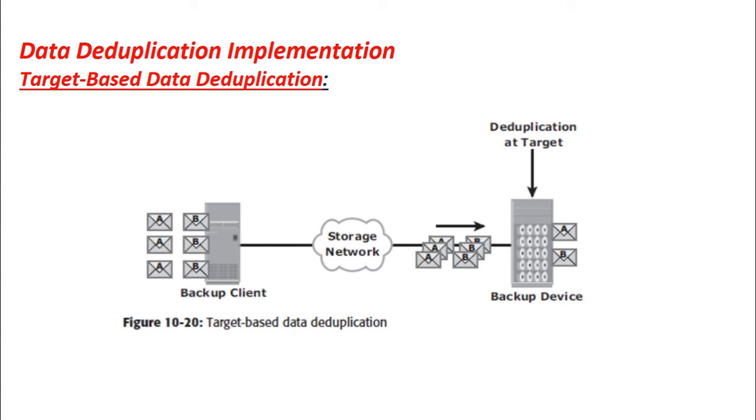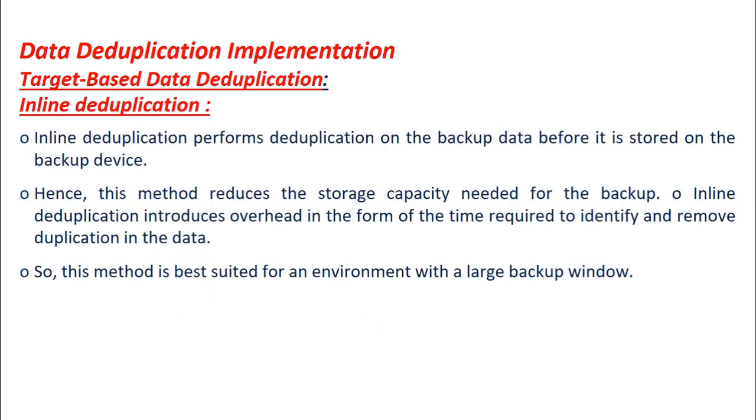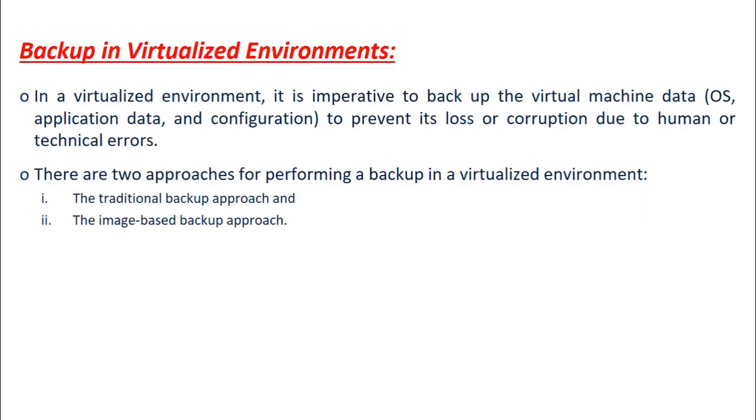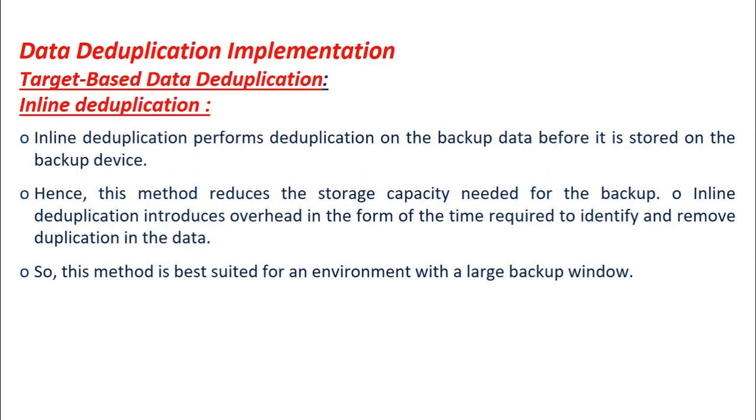We have one more technique in target-based deduplication called post-process deduplication. In post-process deduplication, the backup data is stored or written on the backup device first and then deduplicated later. This method is suitable for situations with tighter backup windows. However, post-process deduplication requires more storage capacity to store the backup images before they are deduplicated. So that is target-based deduplication. In data deduplication implementation, we have two types: source-based and target-based deduplication. Again, in target-based deduplication, we have two types: inline deduplication and post-process deduplication.